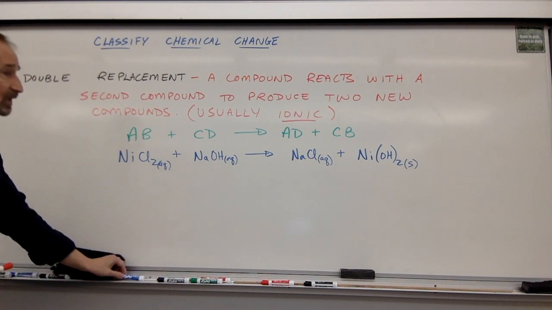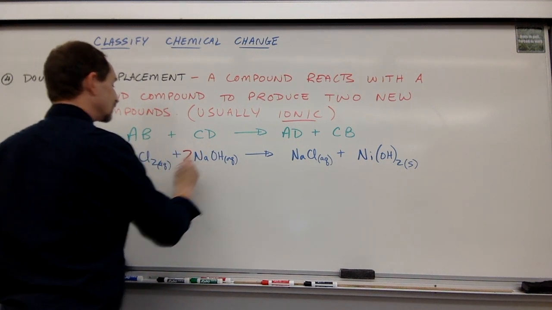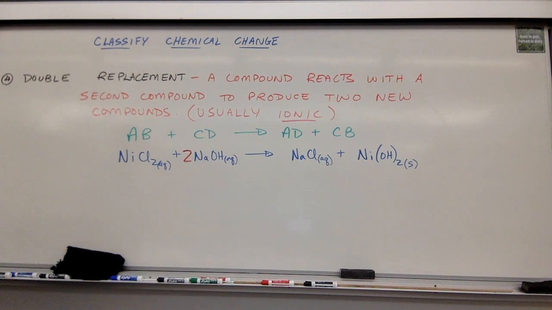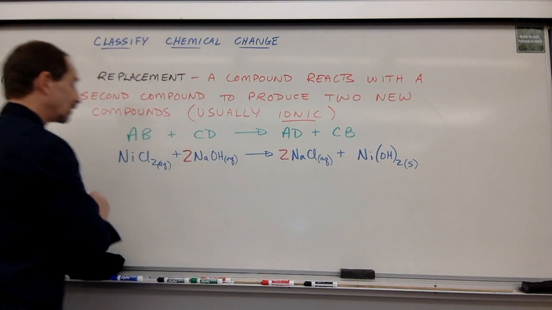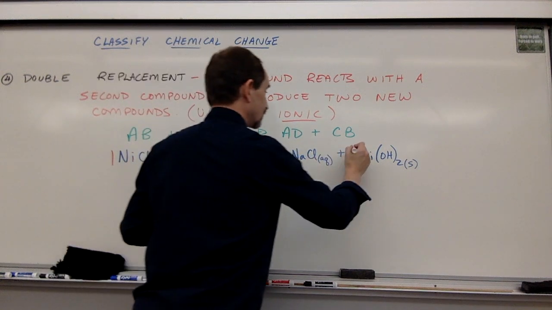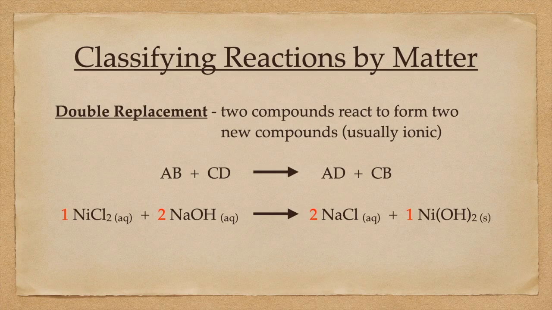To balance this, I need 2 hydroxides, so I need 2 in front of the sodium hydroxide. That requires 2 sodiums, 2 sodium chlorides, and it is now balanced. Let's take a look at that very simple reaction. Nickel 2 chloride reacting with sodium hydroxide. We should see a colorful precipitate as a result.